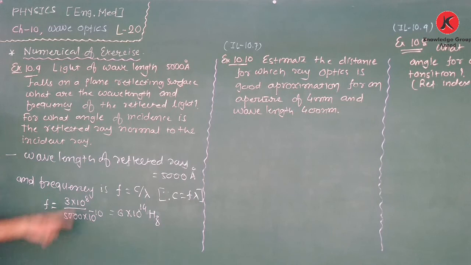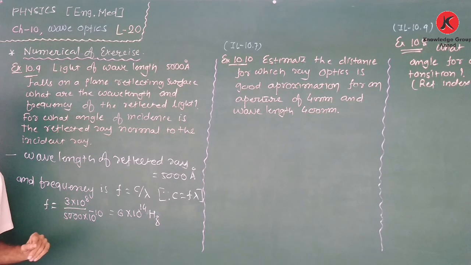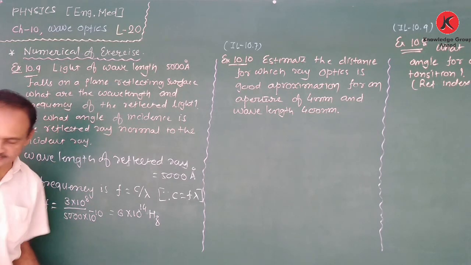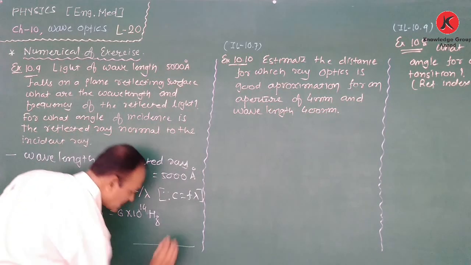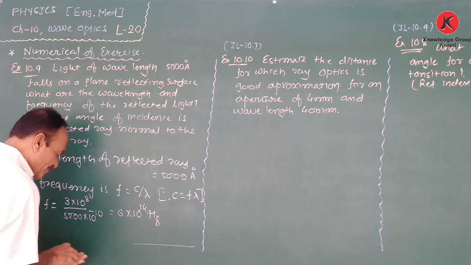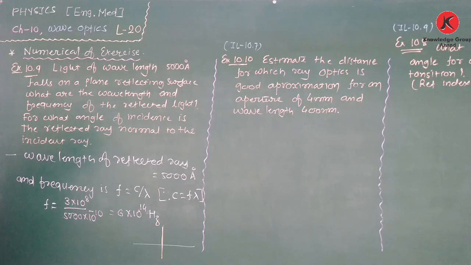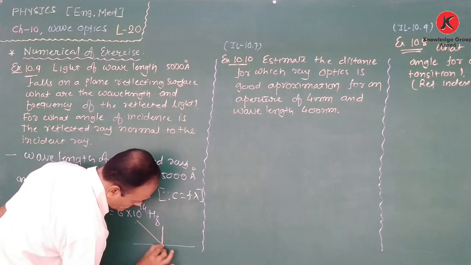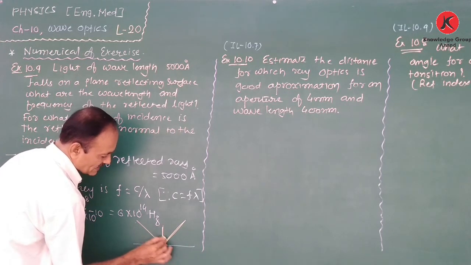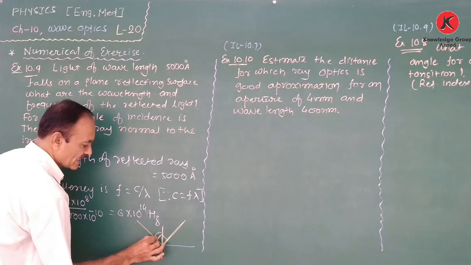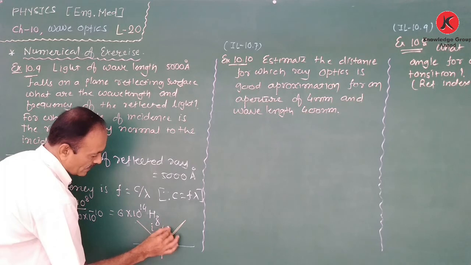Now we have to find out for which angle of incidence the reflected and incident rays are normal to each other. For that purpose, we consider the phenomenon of reflection. There is the surface, there is the normal at the point of incidence. There is the incident ray, and the reflected ray is normal to the incident ray. So the angle between them is 90. So this angle is the angle of incidence i and this angle is the angle of reflection r.